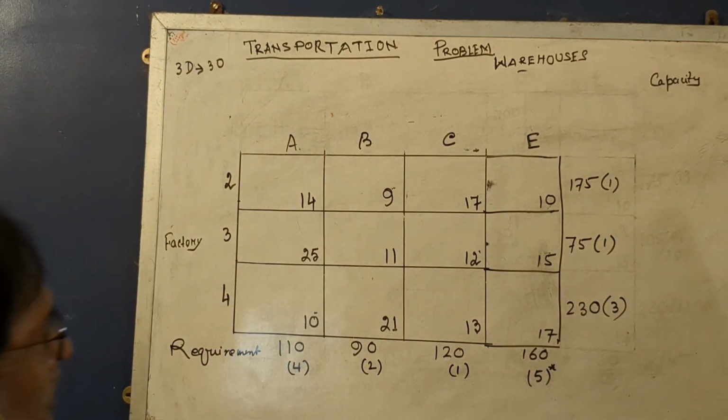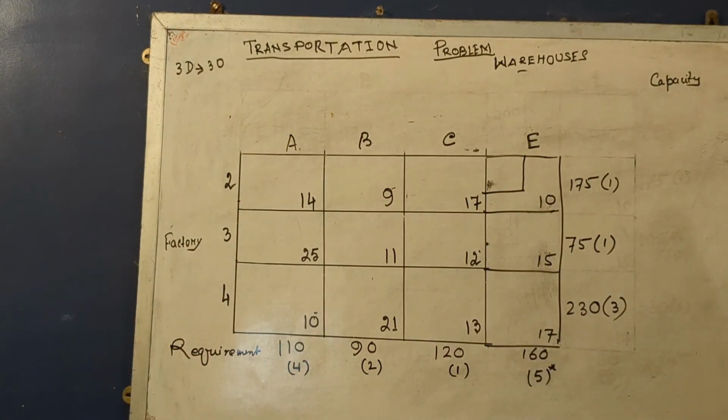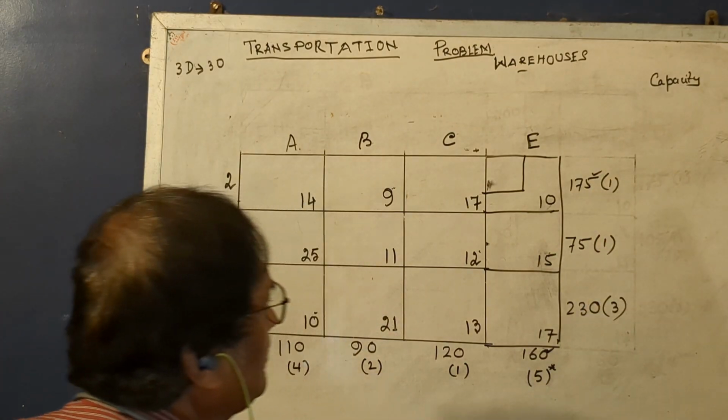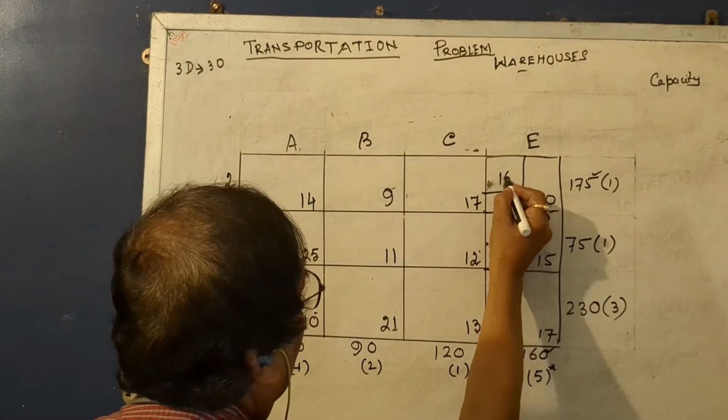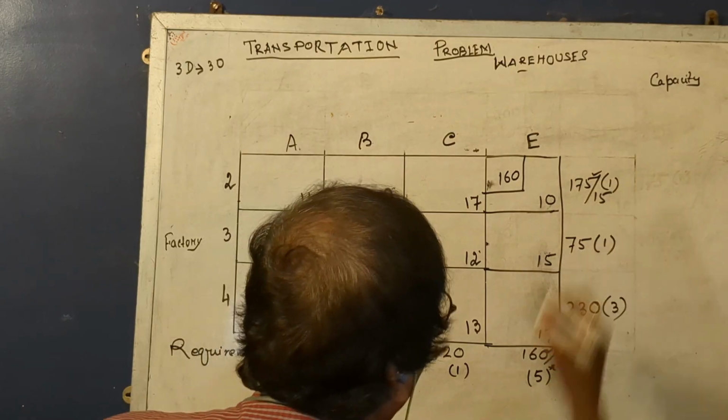And where will the allocation be? The allocation will be at the lowest cost. The allocation will be here. How much? The minimum of this and this. What is the minimum of this and this? 160. That's why it will be 0 and it will be 15 only.